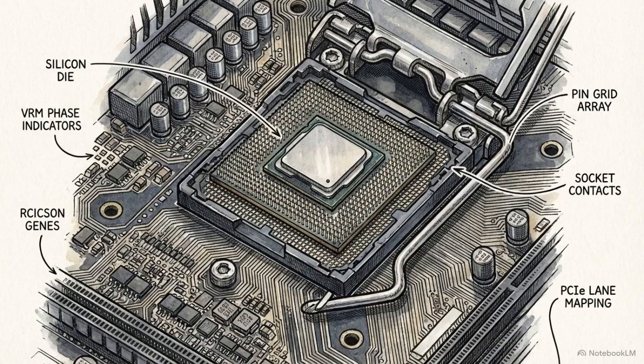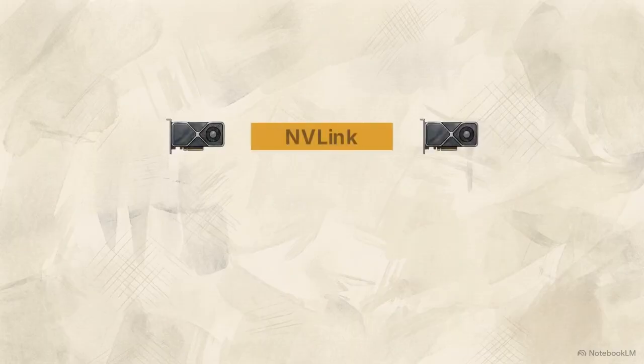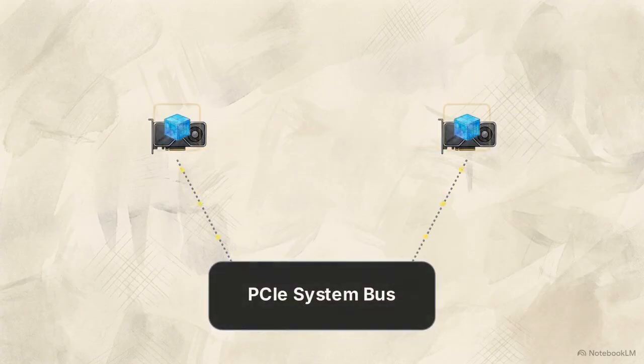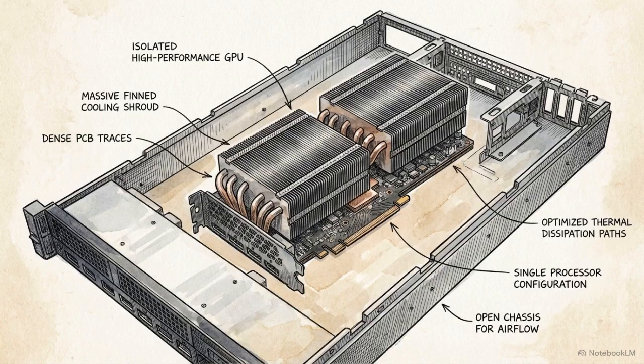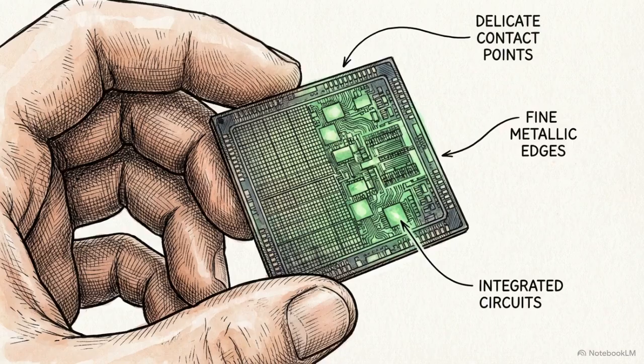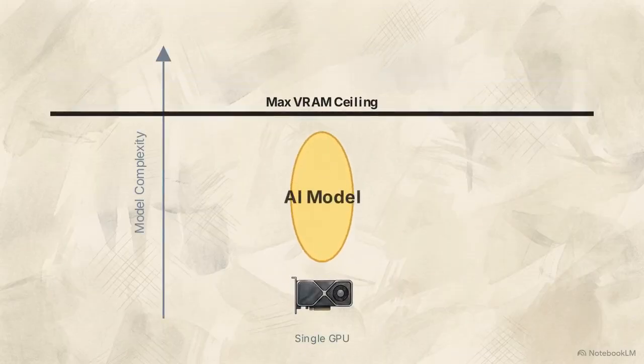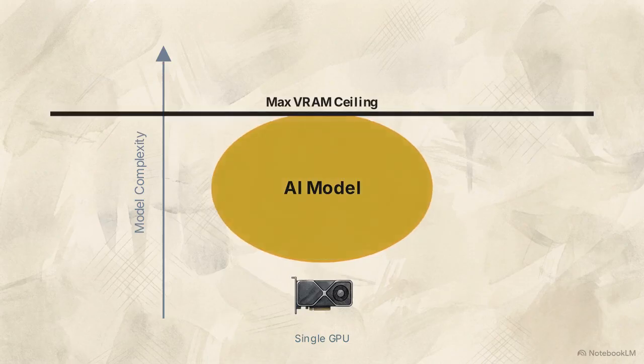That paralysis is compounded by a strict architectural constraint. Across the entire Ada Lovelace generation, NVIDIA completely removed NVLink. Without NVLink, you can no longer pool video memory across multiple GPUs with hardware-level efficiency. Each card now effectively operates in complete isolation. Because you cannot rely on multi-GPU memory pooling, your upfront choice of a single card dictates the absolute ceiling of the models you can train and run.